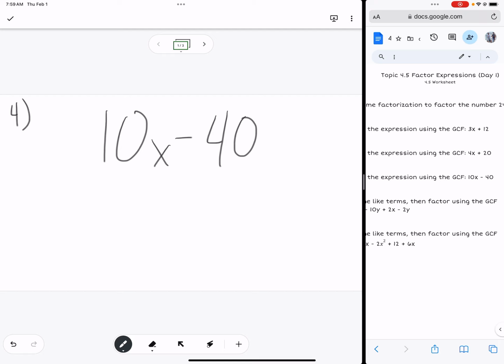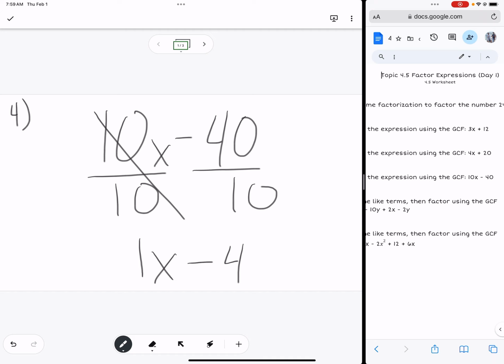I'm done. What'd you get? Pax, walk me through what you got. Okay, I did it by 10, so if you divide 10x by 10, you get 1x. There you go. And then for the negative 40, divide that by 10, so you get negative 4. Then it would be 1x plus negative 4. Then you need parentheses and the 10 on the outside because it's divided by.